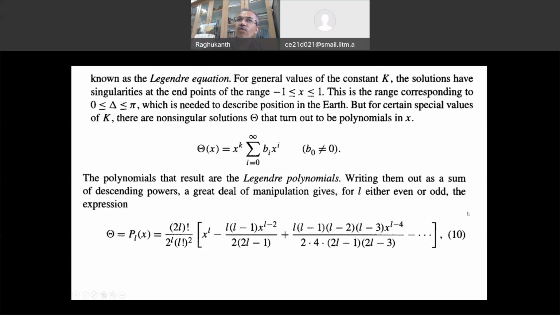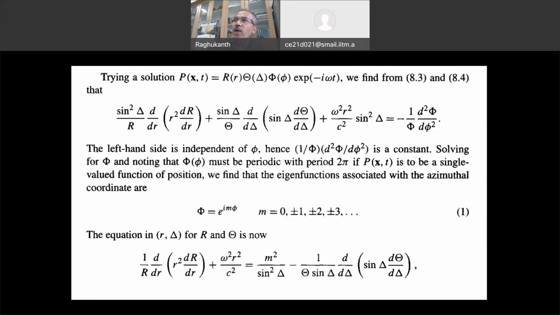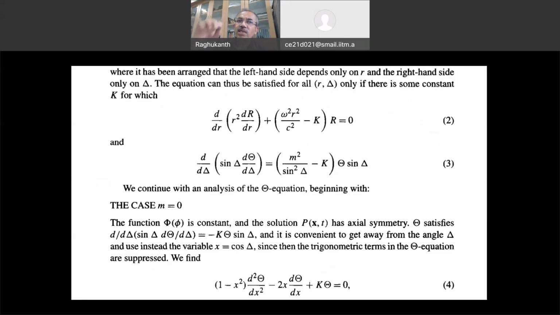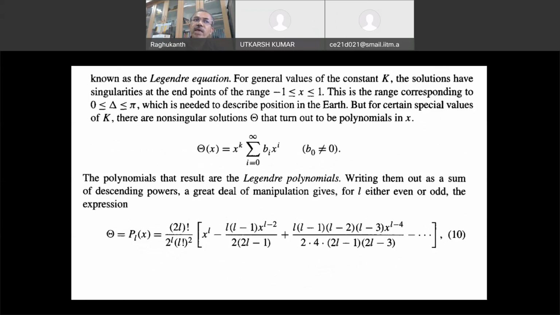So for phi, it is basically a simple harmonic. Phi and t, it is simply e to the power of i omega t, e to the power of i m phi. Ordinary simple harmonic equations only we will get. But when it comes to theta, you will get the Legendre polynomials itself. Okay. So the solution can be written in terms of Legendre polynomials, P_L of x itself.